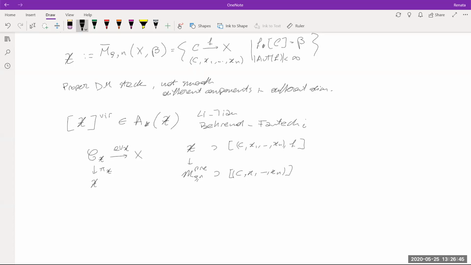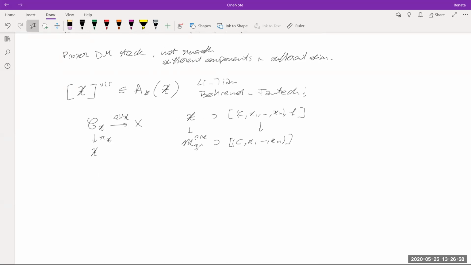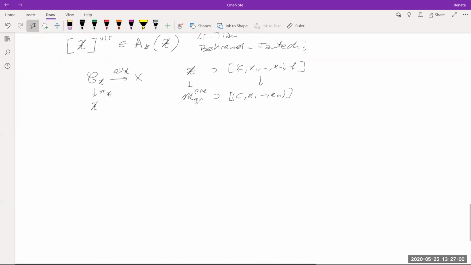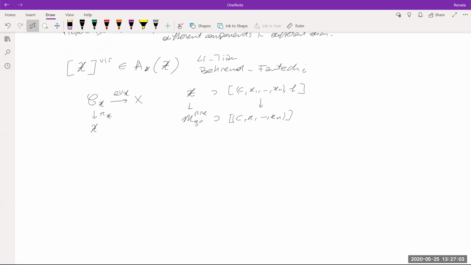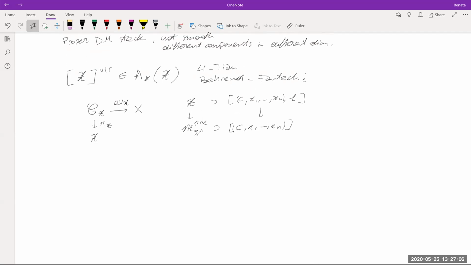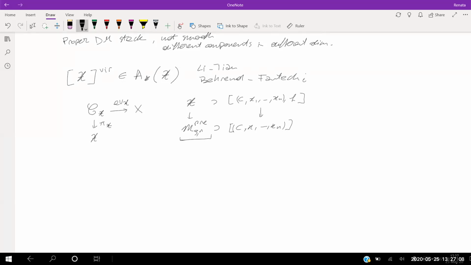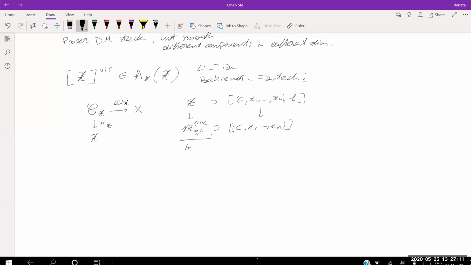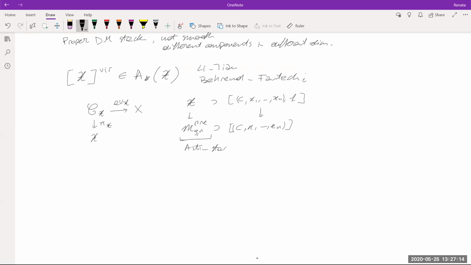And it lives over this in the sense that there is a forgetful morphism that forgets the data of the map f. And the fiber of this is the possible maps f over this data. And living over this, one can define the virtual fundamental class in relation to the fundamental class of this Artin stack, which is smooth and pure dimensional.